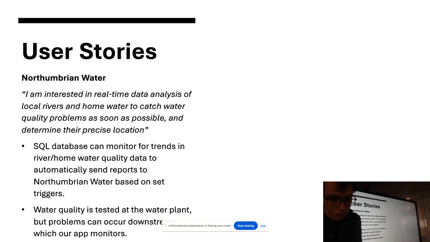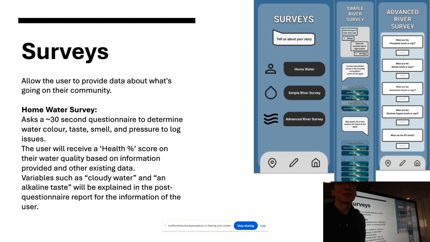So I know we've just talked at you about what the user thinks, but now to actually talk about what the app is, I probably should have started with that. The idea is you've got these surveys which you can fill in. We have 3 examples, like the home water survey, where you look at what your home water is like. It'll ask you, for example, what color it is and how high the pressure is coming out. And then the simple river survey, that's something that anybody could do.